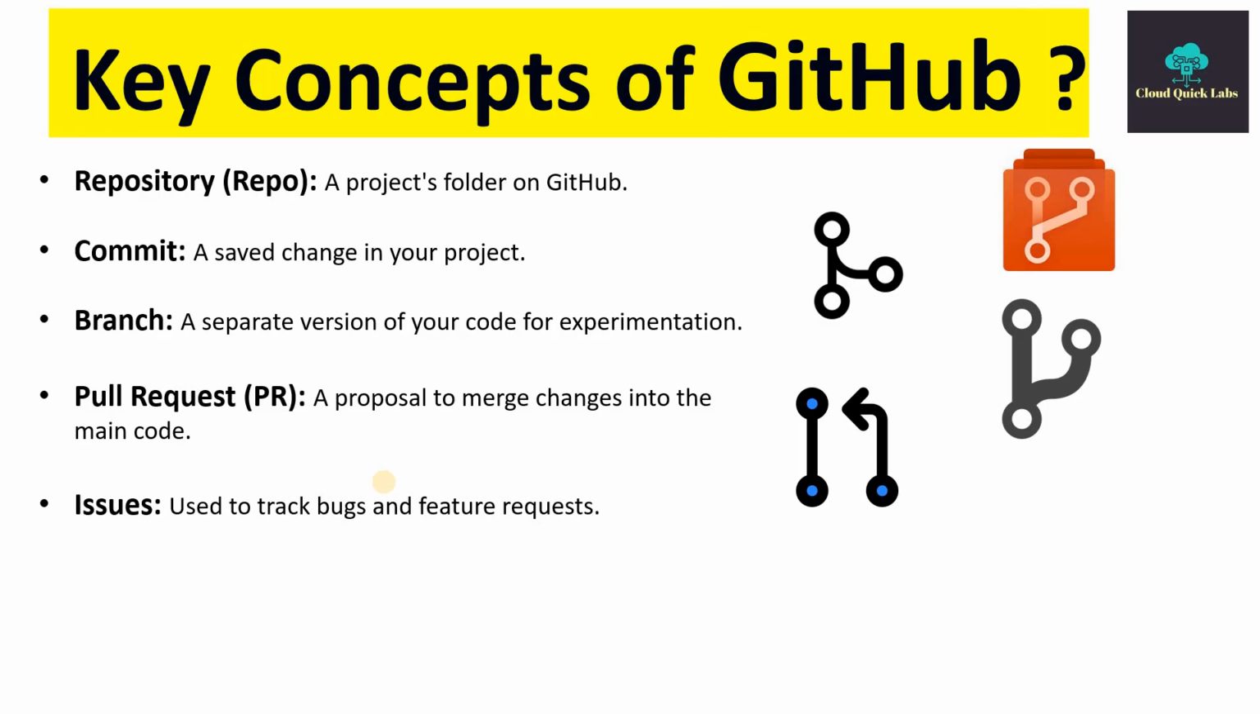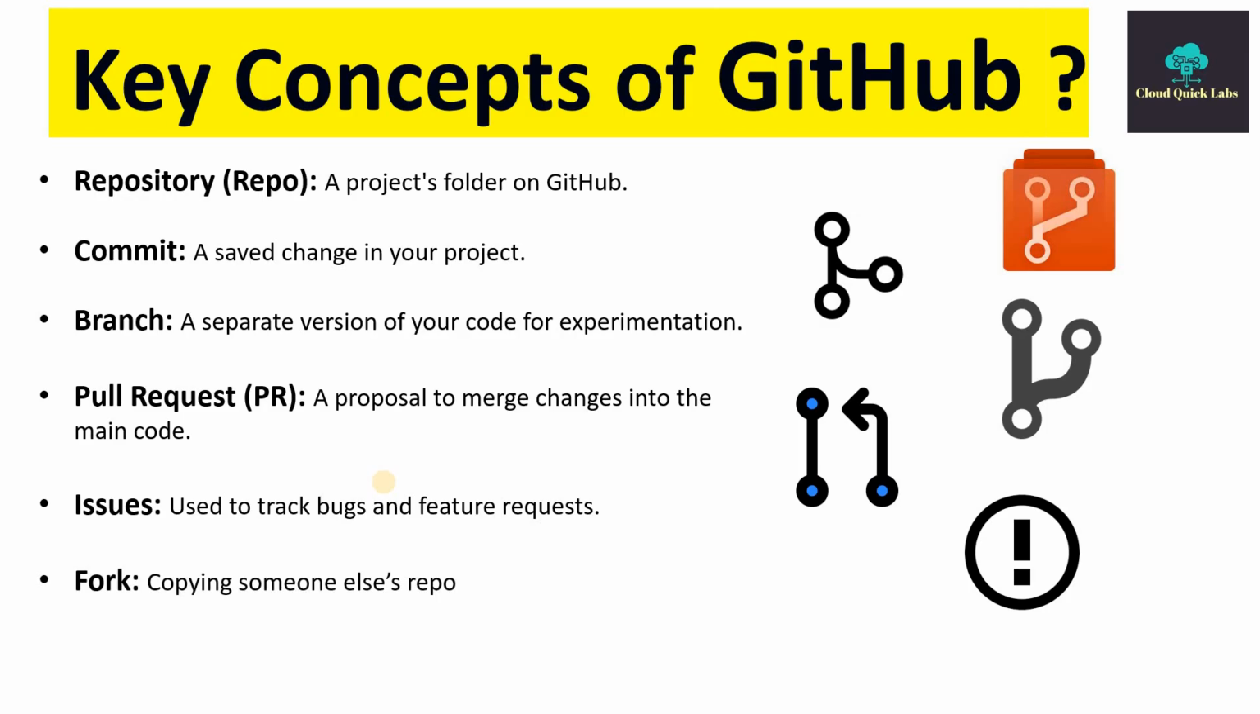And then an issue. Issue is another concept that you're going to use in GitHub, that is used to track the bugs and the feature requests on your source code or on your project. Then the fork is another concept, that is basically copying someone else's repository, which is basically taking a mirror of somebody else's repository and using it. That's where the fork concept comes into the picture.